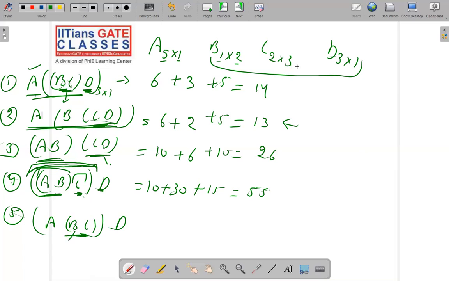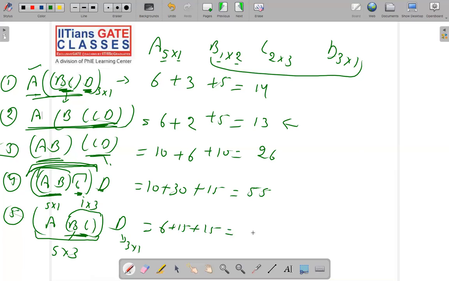The dimension of C is 2 into 3. So our effort is 1 into 2 into 3, which is 6. And the resulting matrix has dimension 1 by 3. If you multiply it with 5 into 1, our effort will be 5 into 1 into 3, which is 15. And the resulting matrix for this one is 5 into 3. If you multiply it with D, 3 into 1, our effort will be 15 again, right?